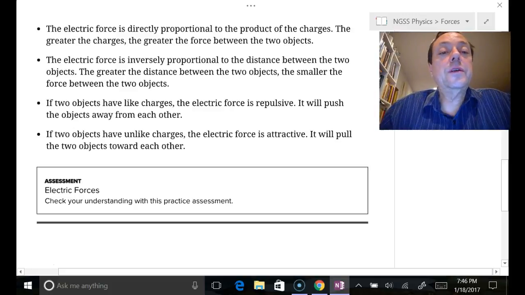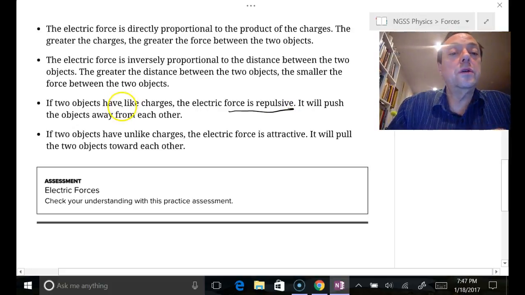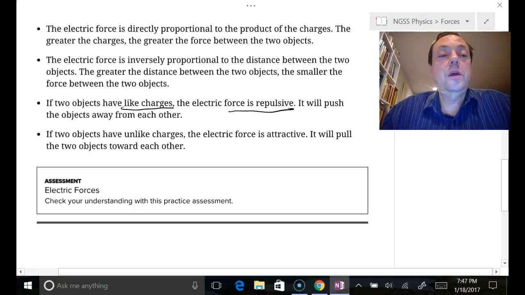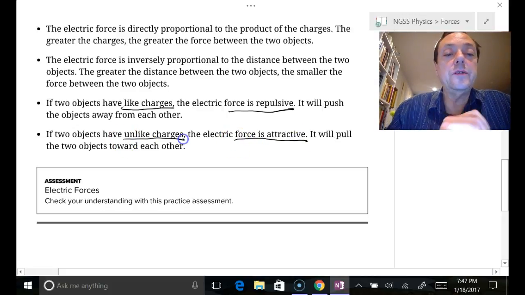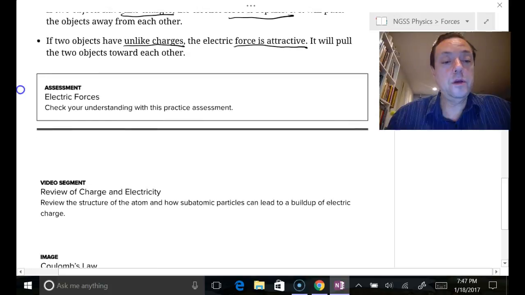And if two objects have like charges, the electric force is repulsive. Okay, so this is a little different than gravity. Gravity is only attractive. With electrical charges, it could be repulsive if the charges are alike. And if the two are unlike, then it's like gravity in that sense. The force is attractive. Okay?